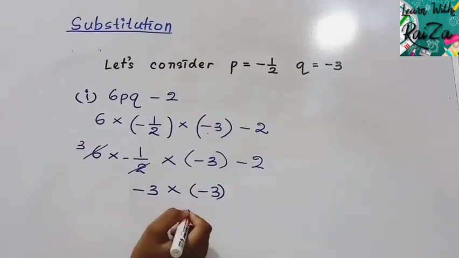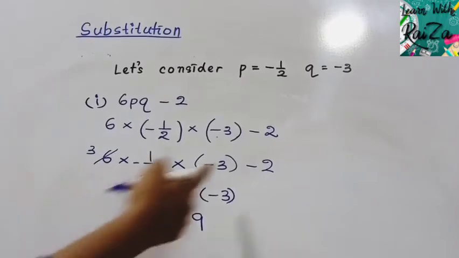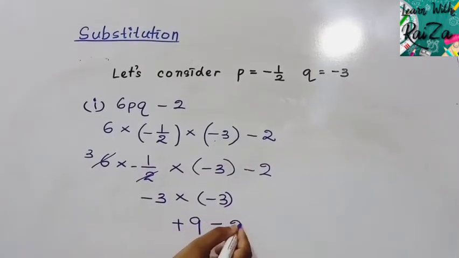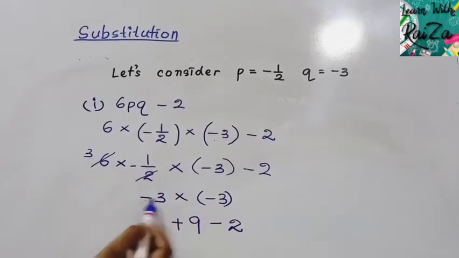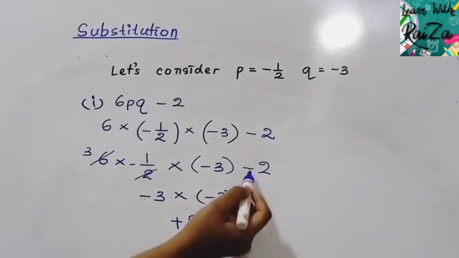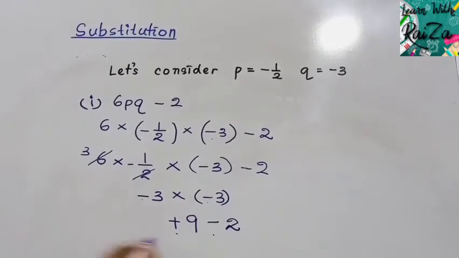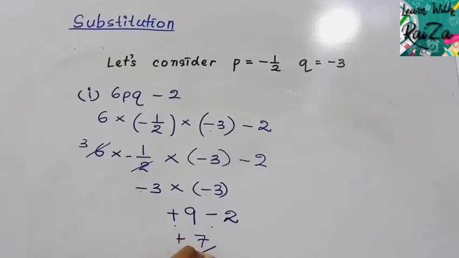3 times 3 is 9. Yes, now that 2 you take here. 9 minus 2. So you have to be careful. Minus into minus is plus. And this negative 2 comes here. So 9 minus 2, that is simple, plus 7. Answer will be a positive one.